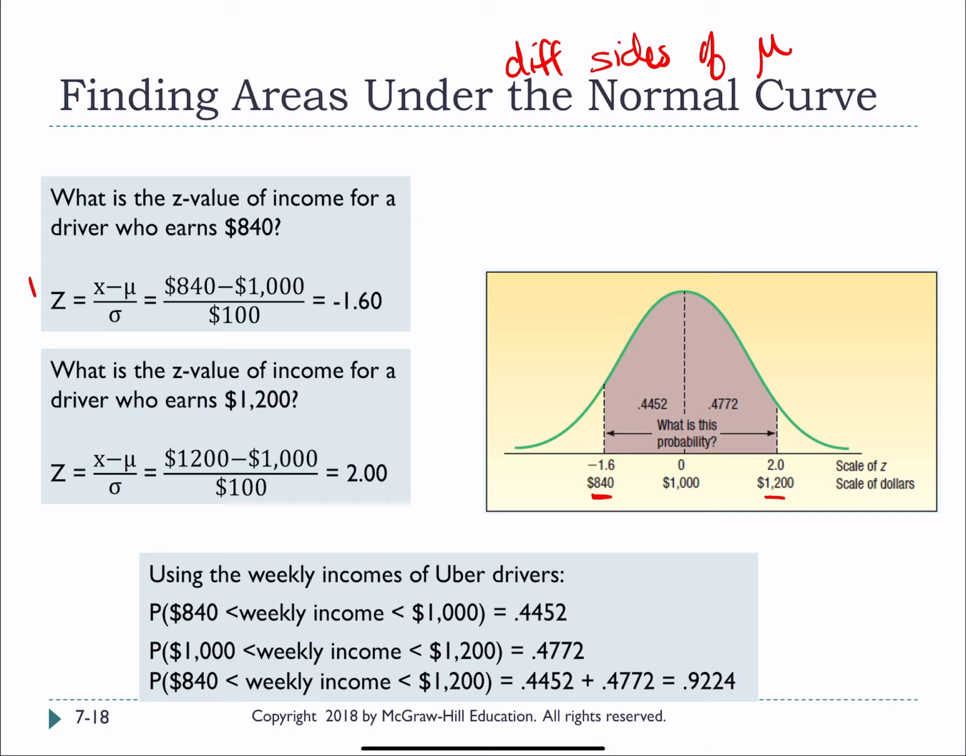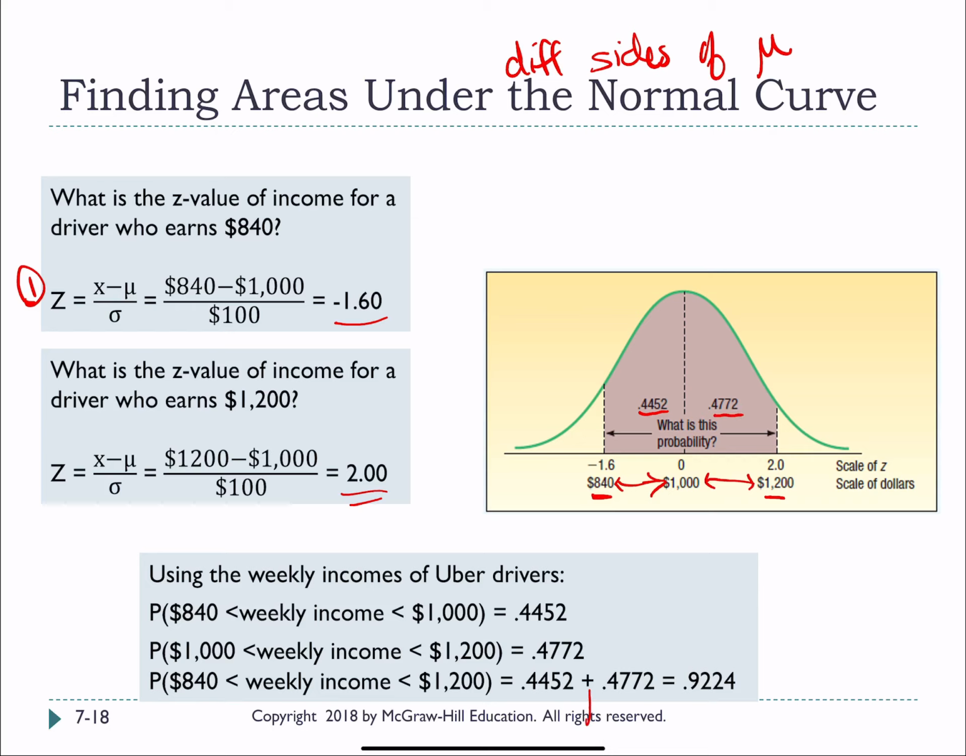So step 1, I find the income for a driver who earns 840. And so again, I'm comparing this back to my mean of 1,000. And so we put it in, we get a Z of negative 1.6. I use my B3 appendix and I find this area to be 0.4452. And then I go, okay, well then what is this area from 1,000 up to 1,200? And I find a Z of 2. Again, I look at my Z chart and I get an area of 0.4772.